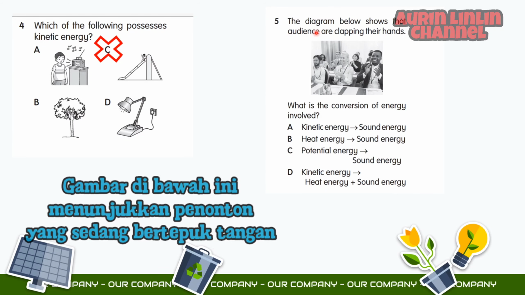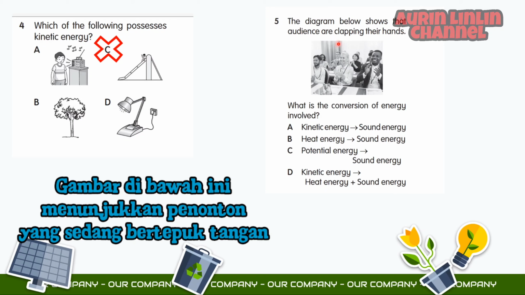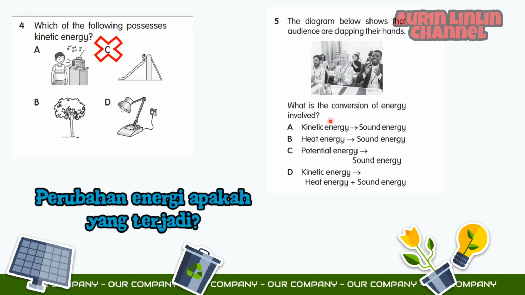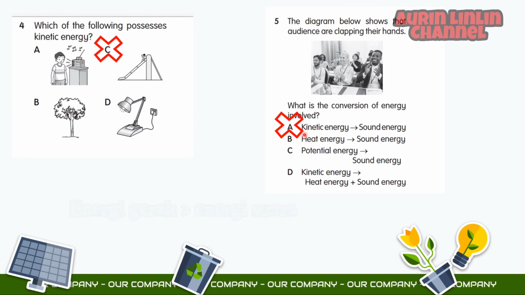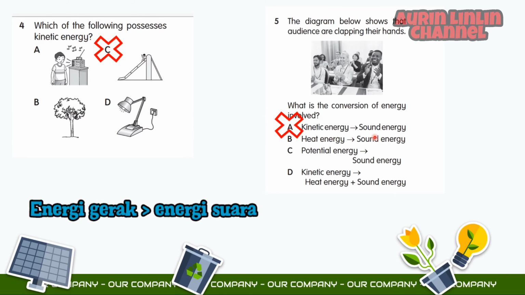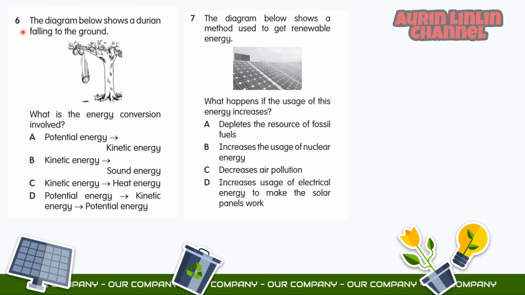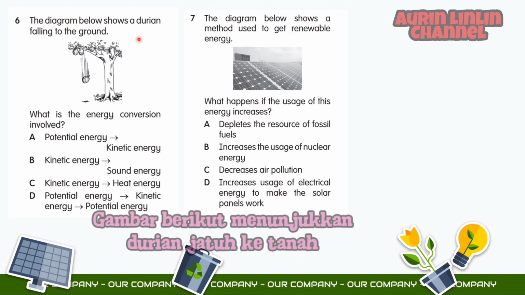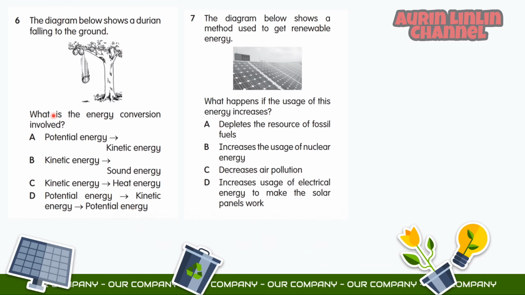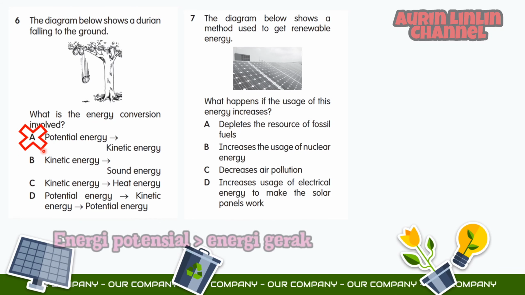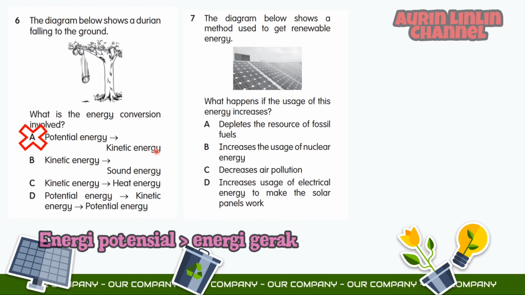Number 5. The diagram below shows that audience are clapping their hands. What is the conversion of energy involved? And the answer is A. Kinetic energy to sound energy. Number 6. The diagram below shows a durian falling to the ground. What is the energy conversion involved? The answer is A. Potential energy to kinetic energy.